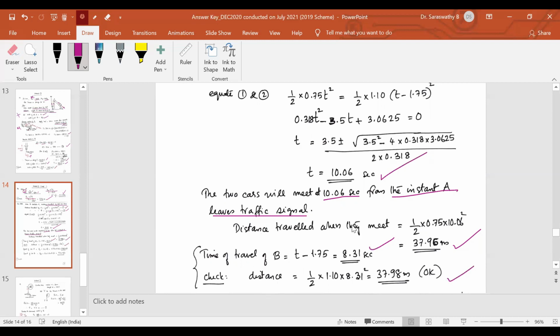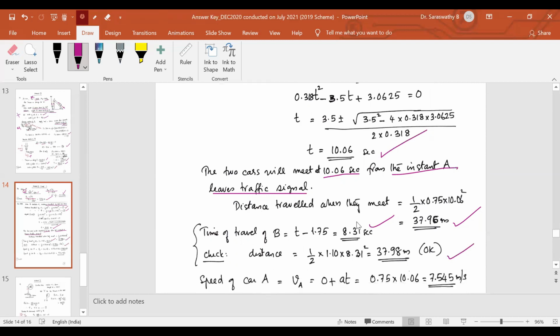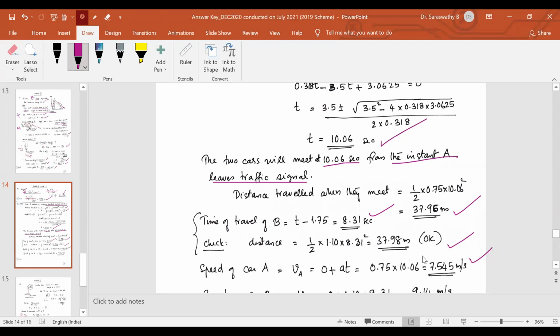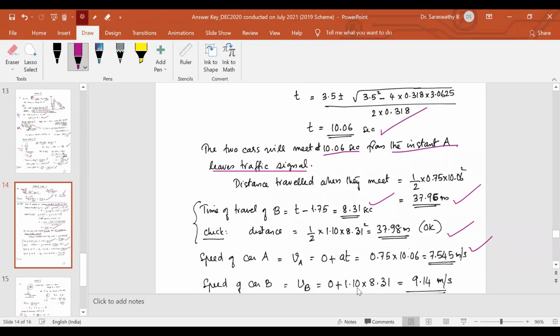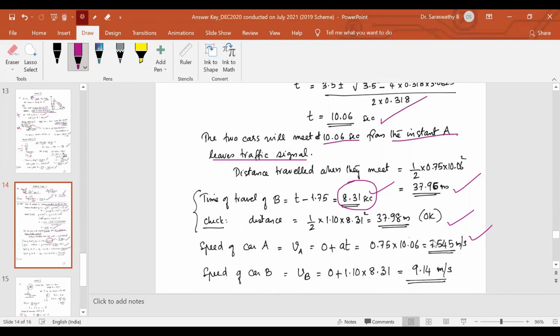Okay. Now we are asked to find out the velocity. The velocity at that time, v is equal to u plus at. It starts from 0, so a into t. For the first car, a is 0.75, and the time of travel is 10.06, so this is the speed of car A. For car B, 1.1 was the acceleration, and the time of travel of B was only 8.31 seconds. That will give you the velocity of B. This is a 9-mark question.